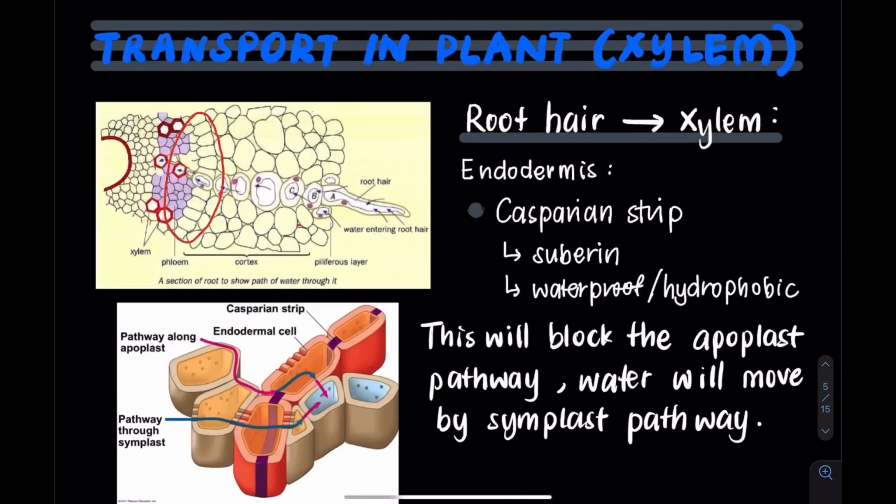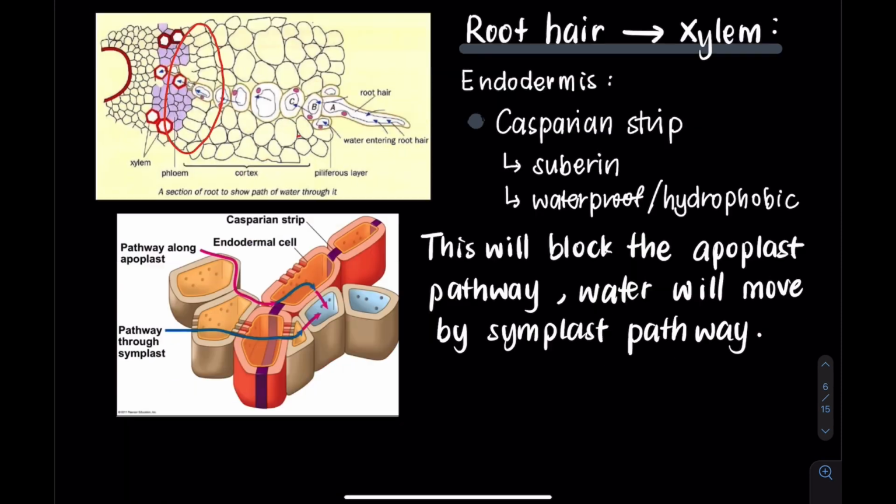At the endodermis, Casparian strip can be found at the cell wall of endodermis. Casparian strip is made up of suberin and has waterproof properties, which means that the water movement of apoplast pathway is blocked at the endodermis. So, water will move by symplast pathway at the endodermis into the xylem. So now water and ions have already reached the xylem.